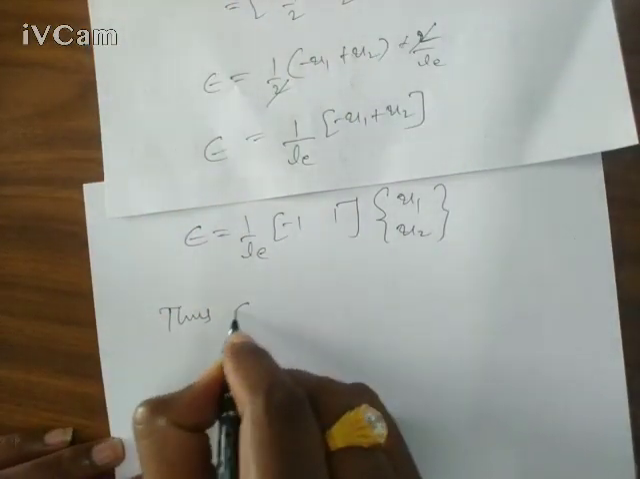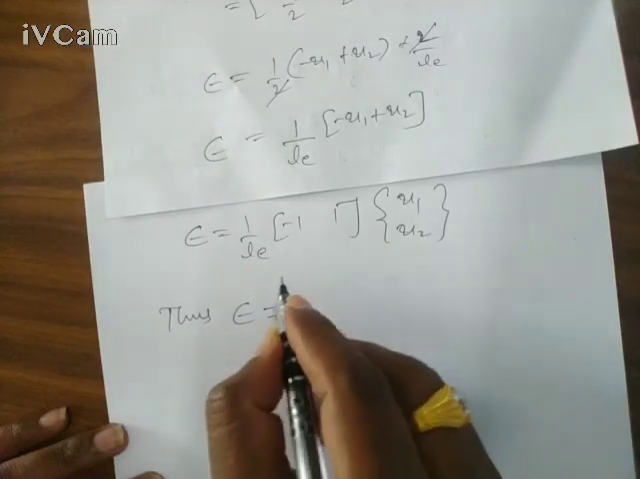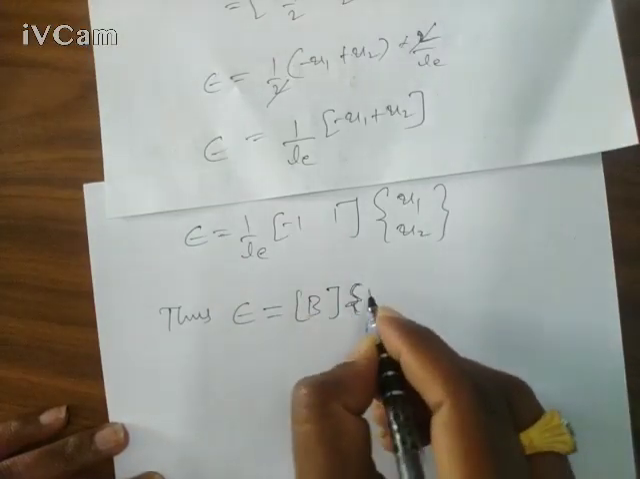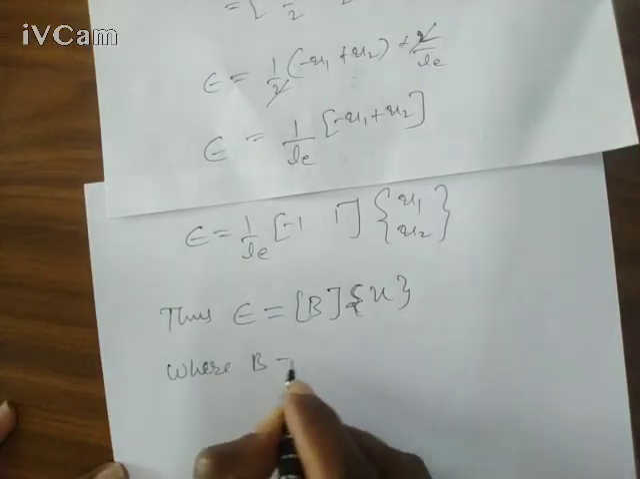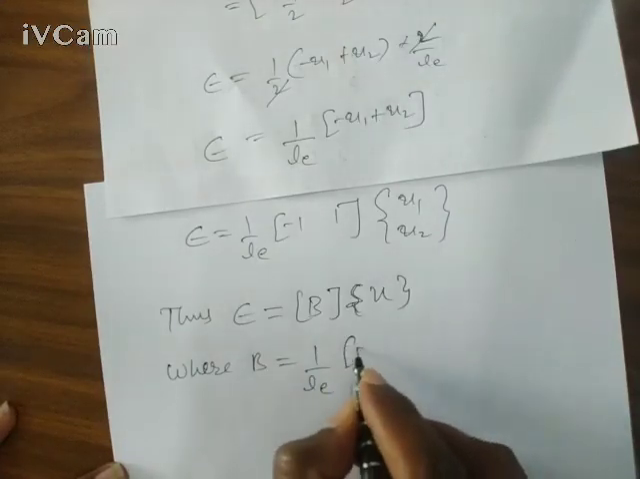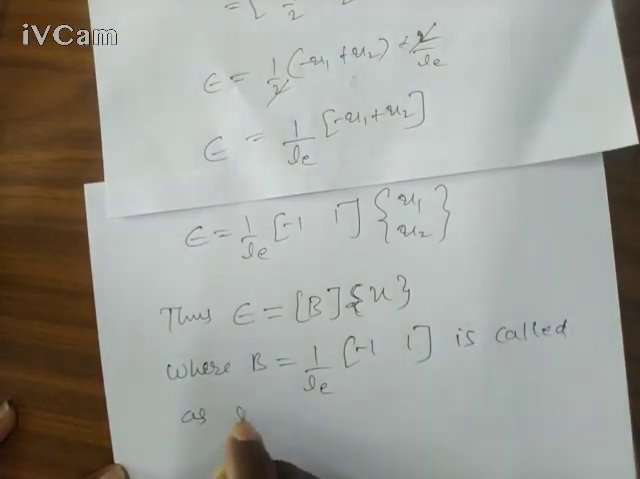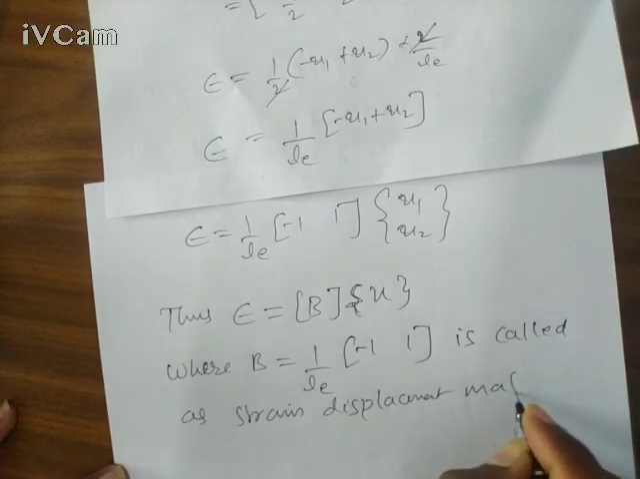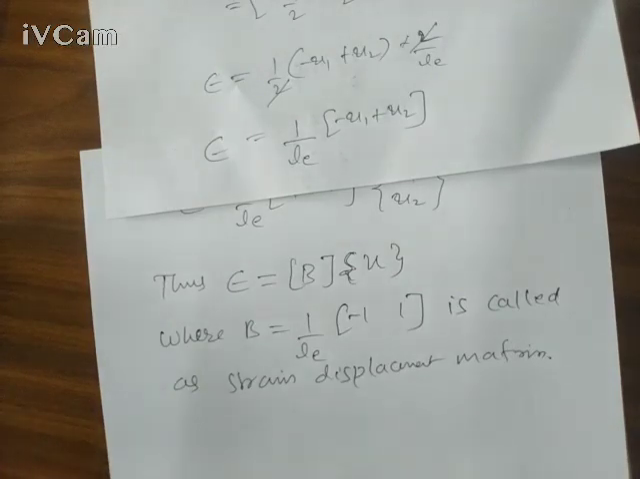Thus strain will be in the form of b times u, if I replace this entire term as b and this term as u, where b is equal to 1 by Le times minus 1 plus 1, which is called the strain displacement matrix. Understood? So this completes the derivation. Thank you for watching.